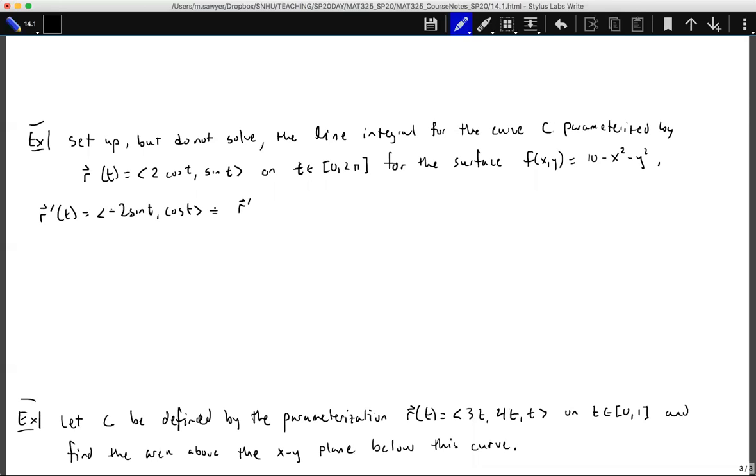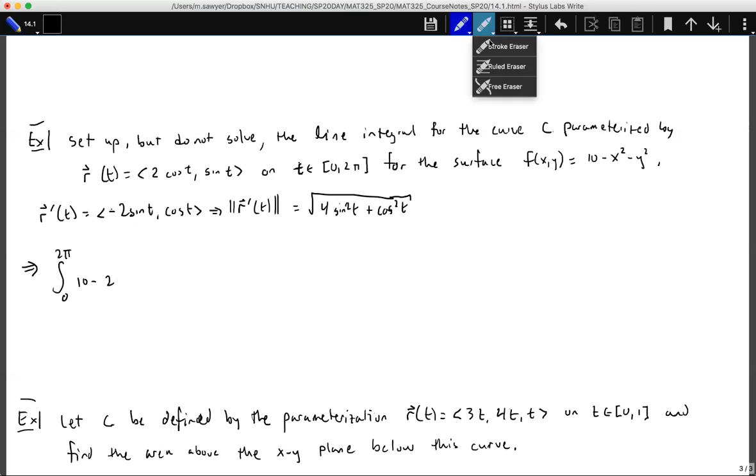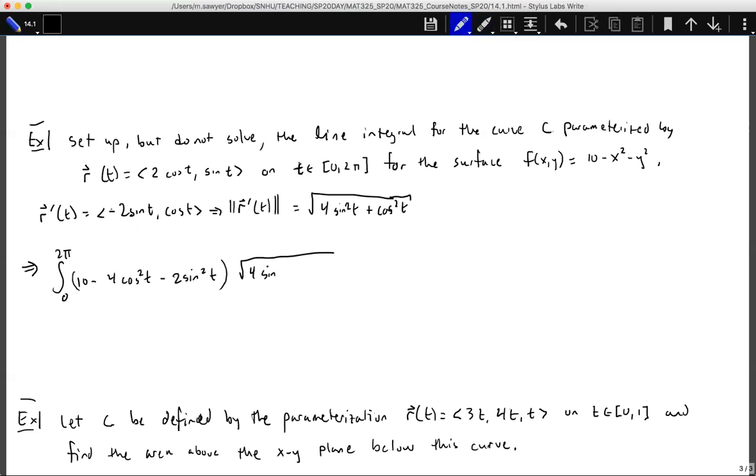The magnitude of this velocity vector is equal to the square root of 4 sine squared of t plus cosine squared of t. Notice that we have a sine squared and a cosine squared, but they don't have the same coefficient, so we can't factor that out. Then our line integral becomes the integral from 0 to 2 pi of 10 minus 4 cosine squared t minus sine squared t. Again, we can't factor out the cosine and the sine squared. This is all times the square root of 4 sine squared t plus cosine squared t dt. Now we've set up the integral and can use appropriate methods to solve this.